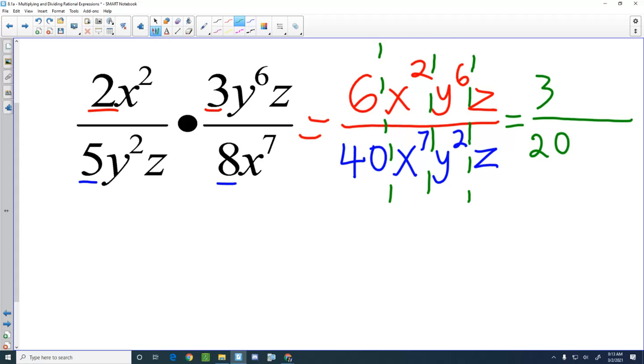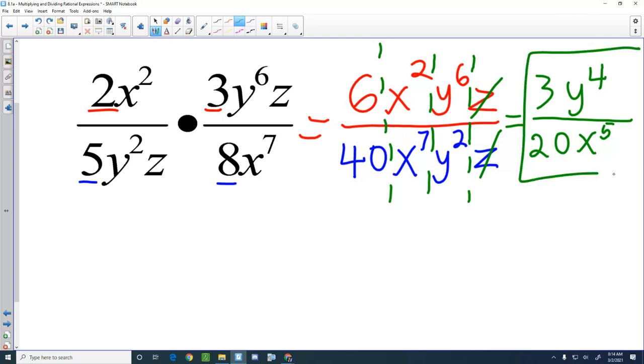Okay, now look at the first variable, the x's. Where are there more x's, on top or on the bottom? How many more are on the bottom? 5 of them. So x to the 5th goes on the bottom. Where are there more y's, on the top or on the bottom? Up top. How many more are up top? 4 of them, right? I'm comparing 6 to 2. 6 is 4 bigger than 2. And where are there more z's, top or bottom? Same. Anything divided by itself is just 1, so it's gone. We don't even put the z in the problem. And this right here would be our simplified fraction.